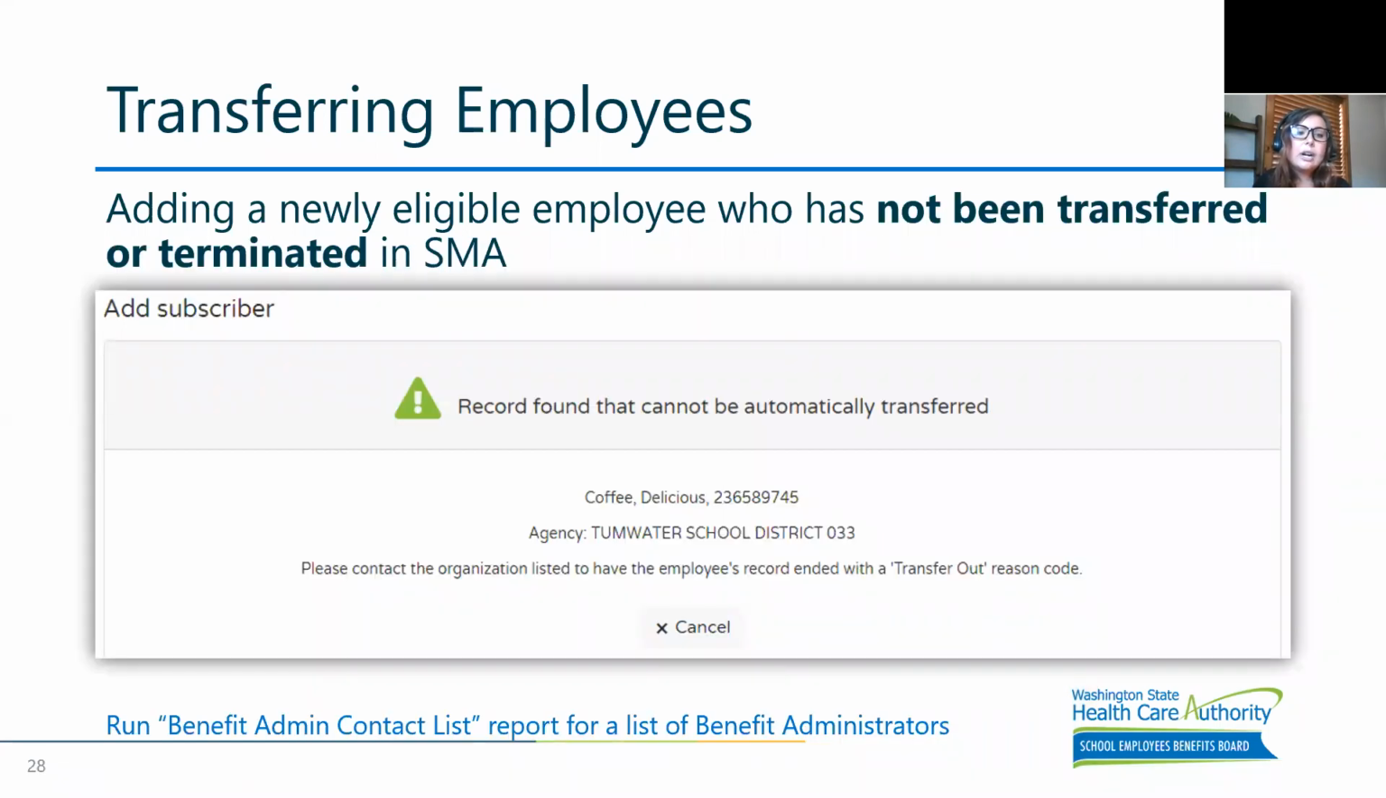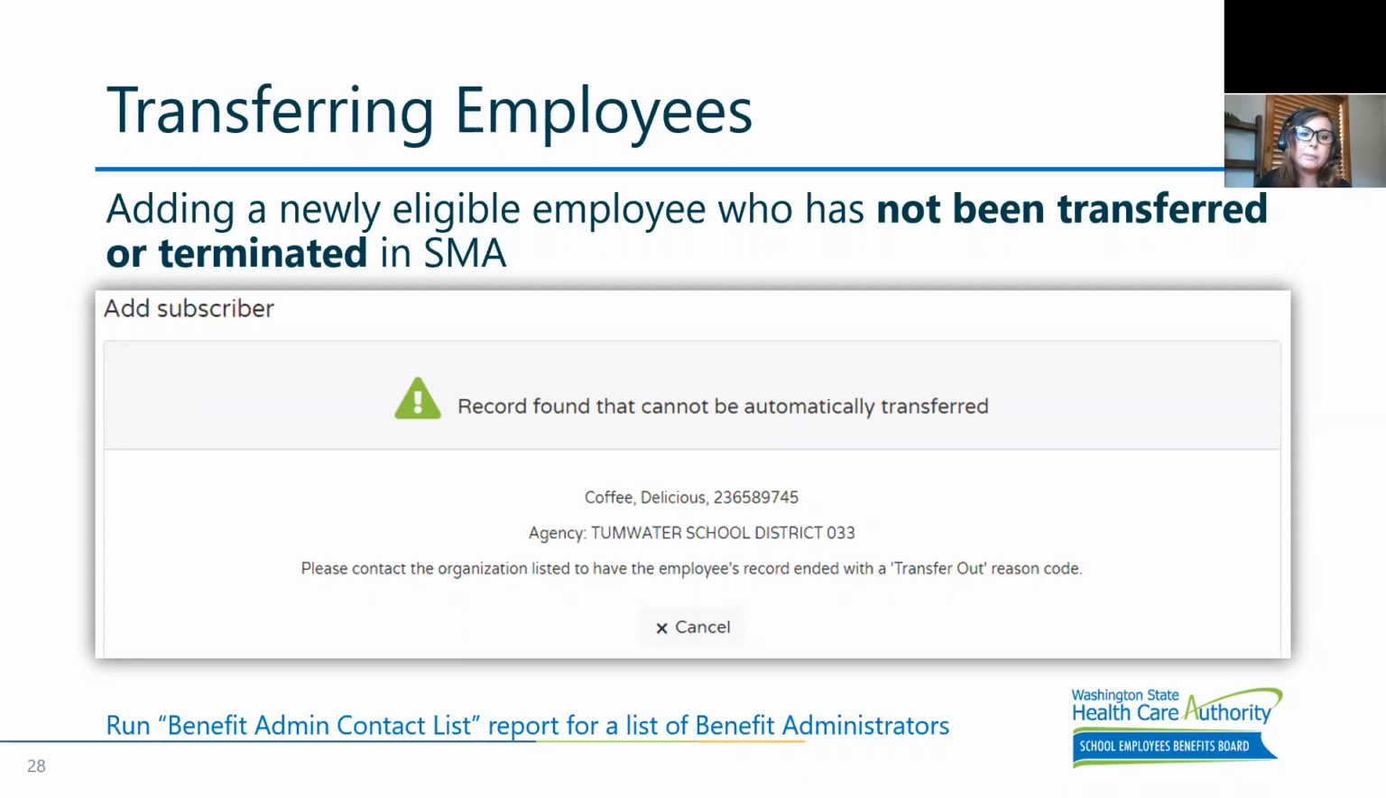So let's say you are adding a newly eligible employee with your district who has not been transferred or terminated in SEBB My Account by the previous school district. If that happens, you still would want to add the new subscriber, enter in the employee's social security number and date of eligibility, and then you're going to receive this message. It says record found that cannot be automatically transferred. You can see it has the employee's information, and then it has agency, and it has the school district that that employee is currently with or was with. In that case, you need to contact that SEBB org or that school district and let them know that they need to enter a transfer code for this employee and transfer them out of their district so you can claim that employee's account.